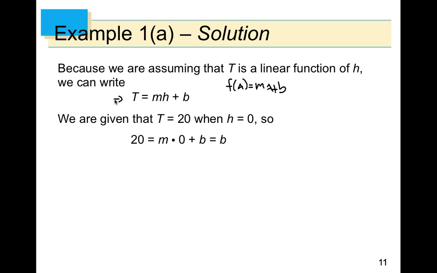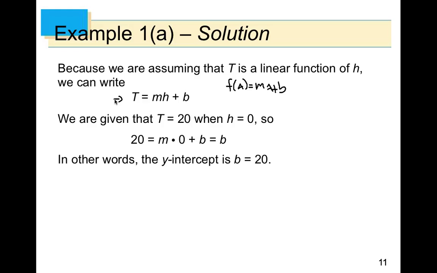We already established that the temperature was 20 degrees when the height was 0. That was at the ground temperature. So I know that 20 equals, plugging in the 20 and the 0, m times 0 plus b, or that just equals b. So we just figured out that the y-intercept of this function is 20.